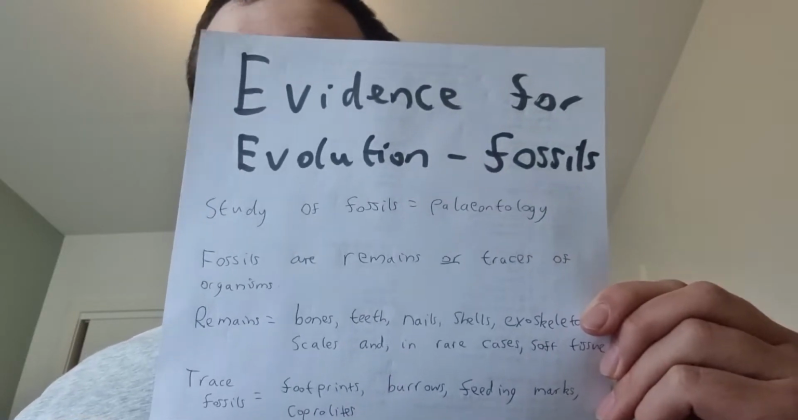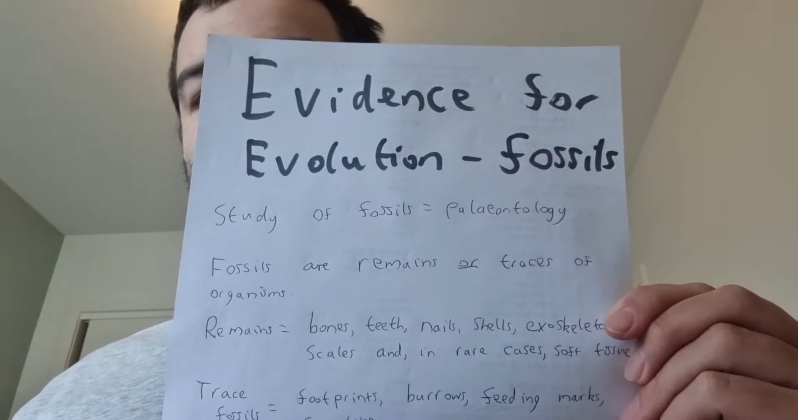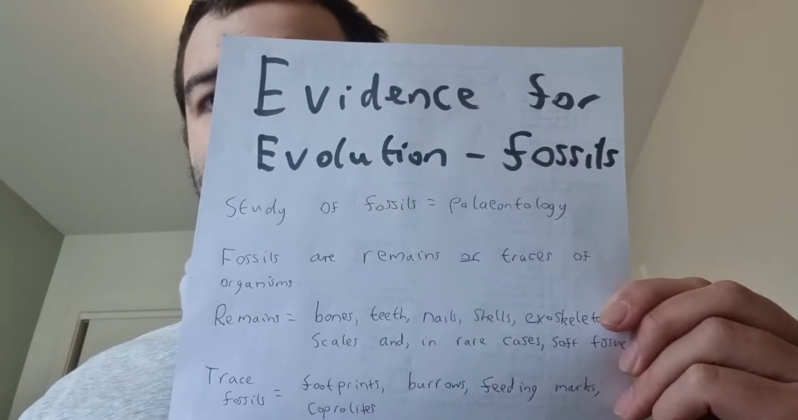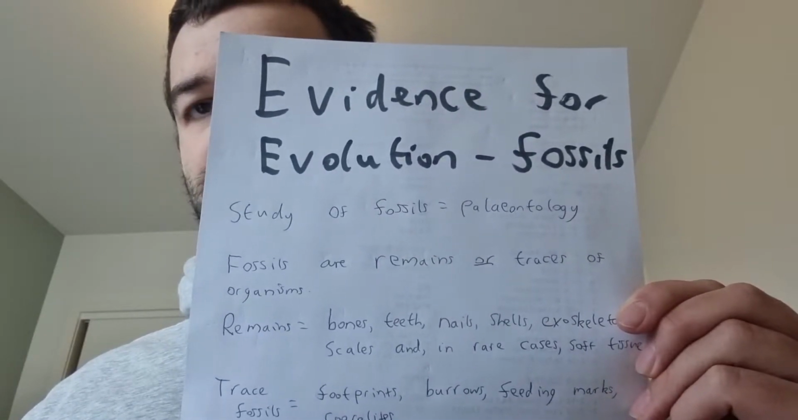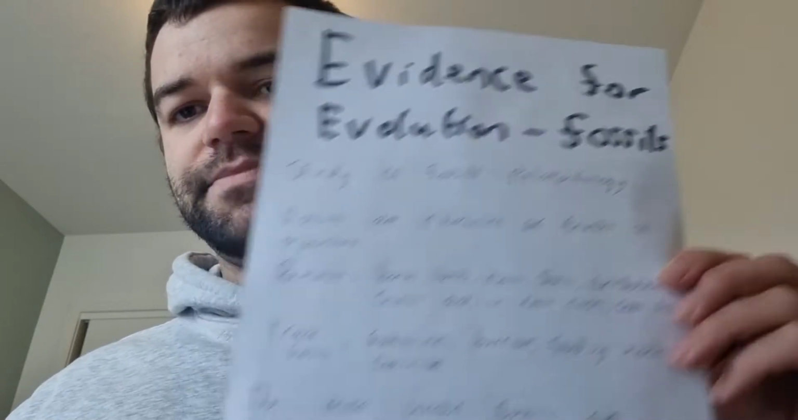There are also trace fossils. So traces are indirect evidence of life. That's things like footprints, burrows, feeding marks, and coprolites. Coprolites are fossilized dung, so that tells us what dead things used to eat, so they're really useful. So yeah, most of the fossils that we focus on are remains of living things, but just be aware that the trace fossils do exist as well.